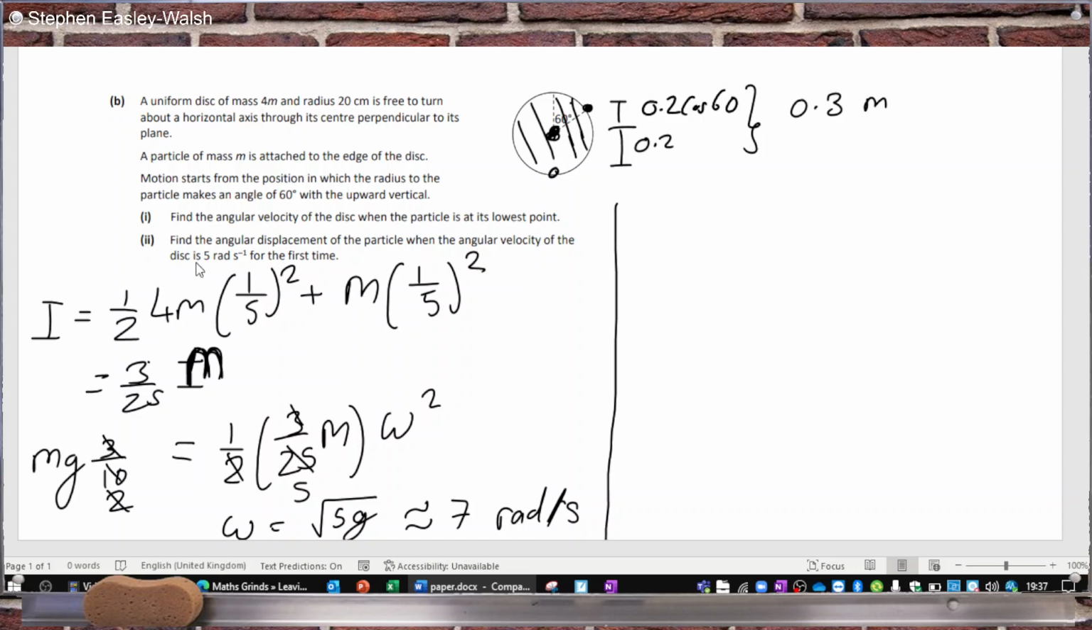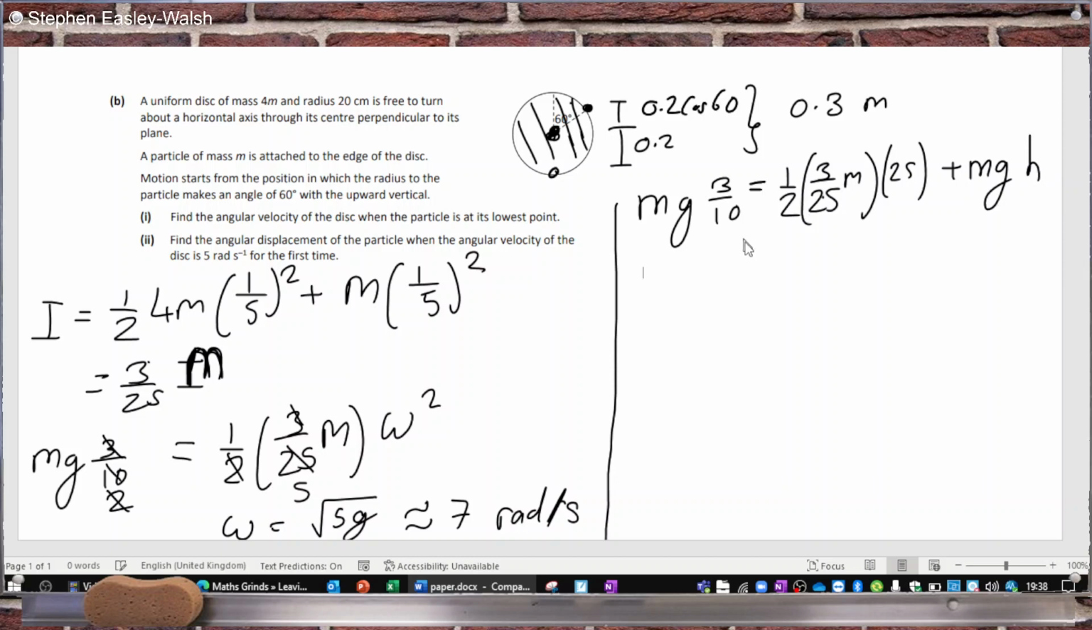Okay, but now the next part is find the angular displacement of the particle when the angular velocity of the disk is 5 radians a second. So find where this mass is located basically in its rotation to get a result of 5. So again, perhaps we can still use the energy. The energy at the beginning is still the mg 3 over 10. And then the energy later would be a half I omega squared, which we know this time, so that'll be 25. Plus we don't know the potential energy, mgh. So we could solve this for h, I think.